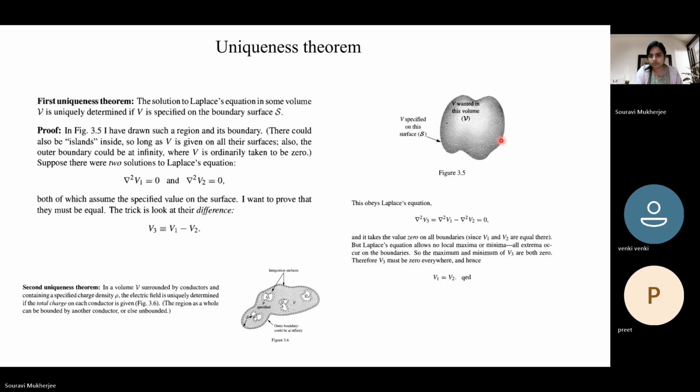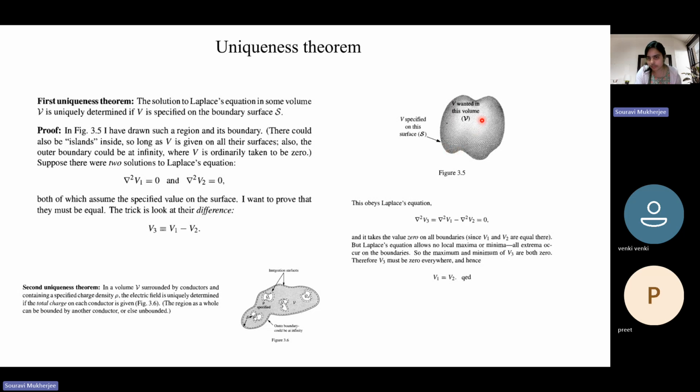Now, we know the potential here, right? So if we know the potential here, it tells us that on the surface, somewhere here, V3 will again be V1 minus V2. So if on the surface V3 goes to 0, V3 cannot have any maxima there, right?